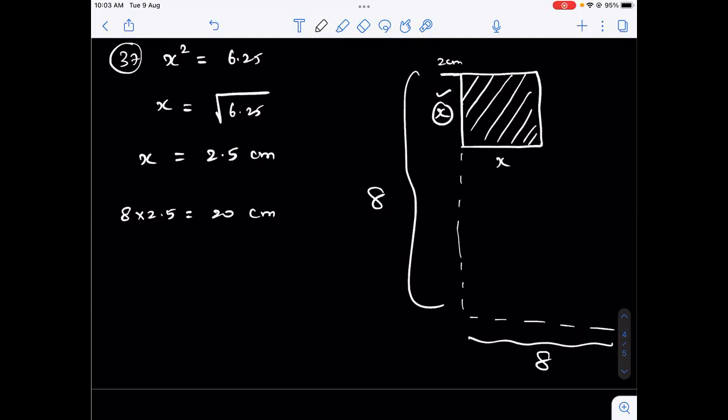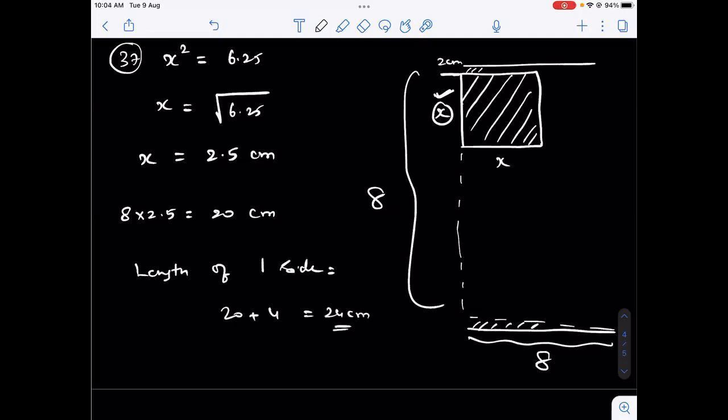You should add 4 centimeter. Yeah, because there is a 2 centimeter border here and a 2 centimeter border here. So this 2 centimeter plus this 2 centimeter is 4. 4 centimeter plus 8 times this x is going to give you 20. So length of one side is going to be how much? 20 plus 4, that is 24 centimeter. And the answer is option B.